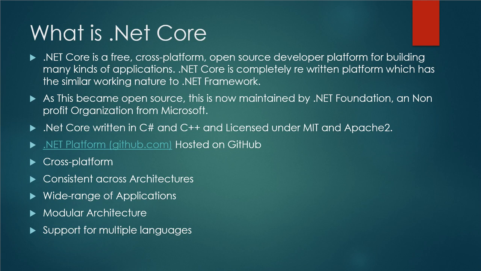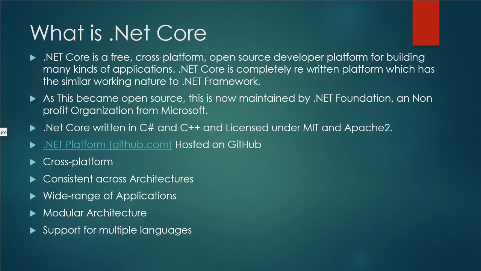Then this entire .NET Core is written in C# and C++. Most of it is in C#, and around 16 to 20% is still in C++. It's licensed under MIT and Apache 2. You can see the .NET code on GitHub. I will attach the URL, so you can go to GitHub and see the .NET Core code.